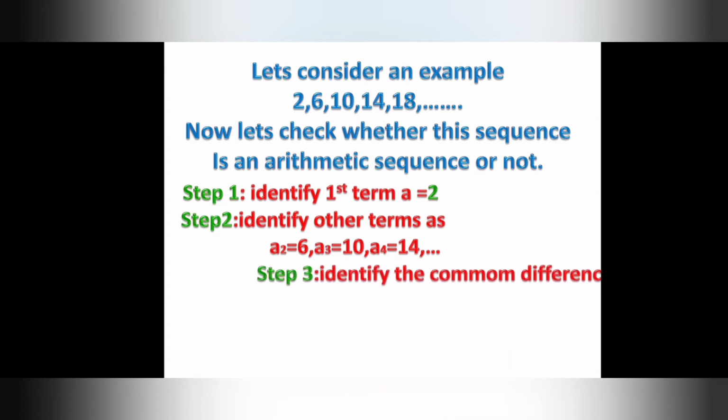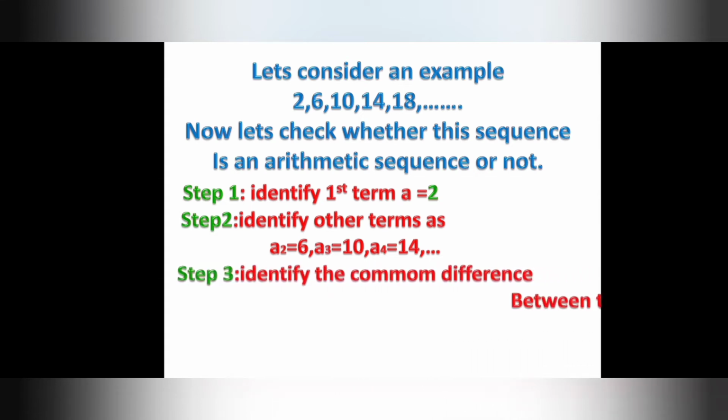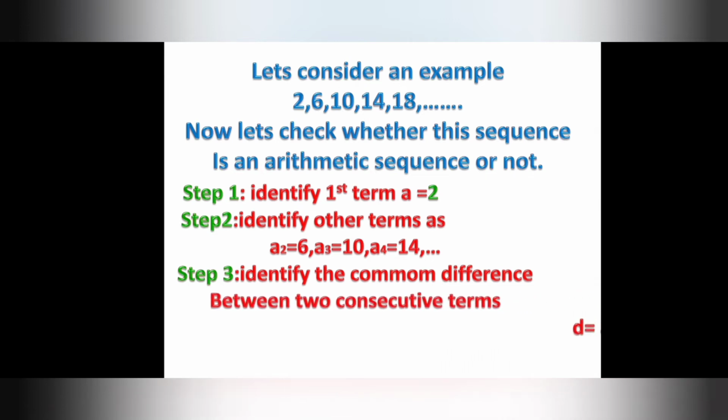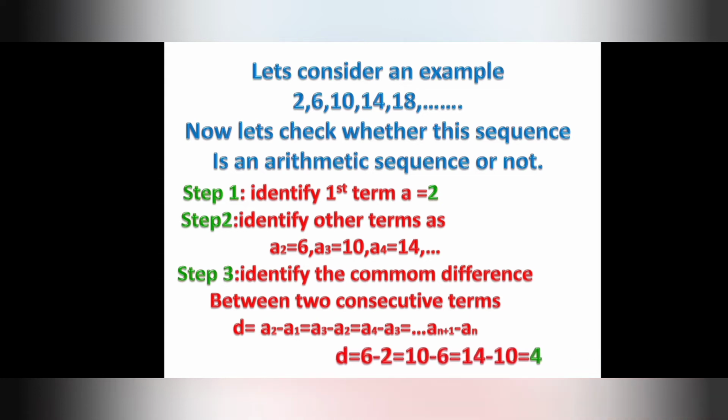As usual, let's take step 1 where we identify the first term as A1, and in step 2 we'll identify the other terms: A2 is equal to 6, A3 is equal to 10, A4 is equal to 14 and so on. Now in step 3 we'll identify the common difference, which we get by subtracting the first term from the second term, that is 6 minus 2, which will be equal to 4.